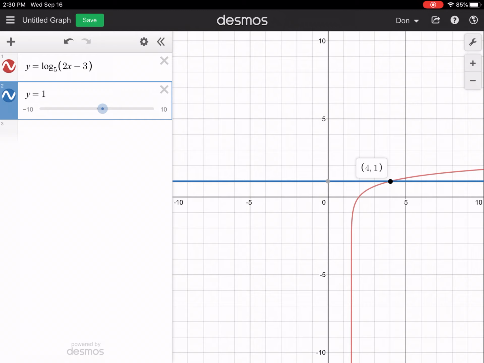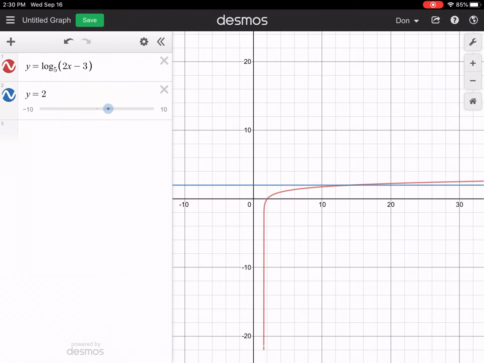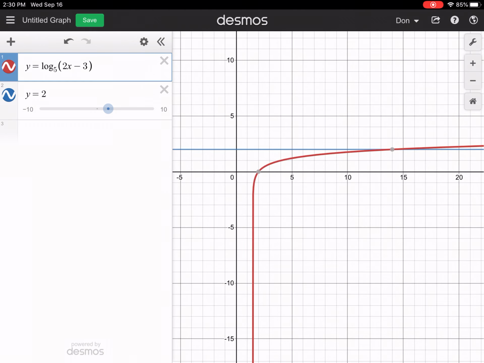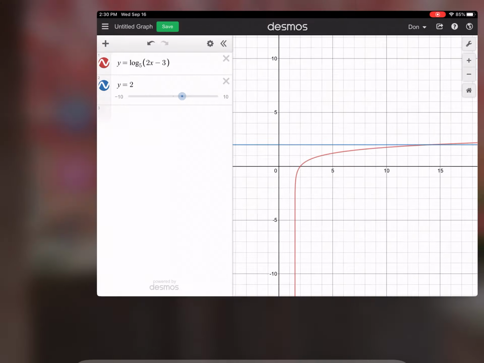And so they intersect at the point (4, 1), and so x = 4. Oh, sorry, not 1. My bad. I just realized that it should have been a 2 here, so that changes things. So I have to zoom out a bit. And actually, it intersects at (14, 2). So same idea, without the typo, though. All right, so 14 is my solution.